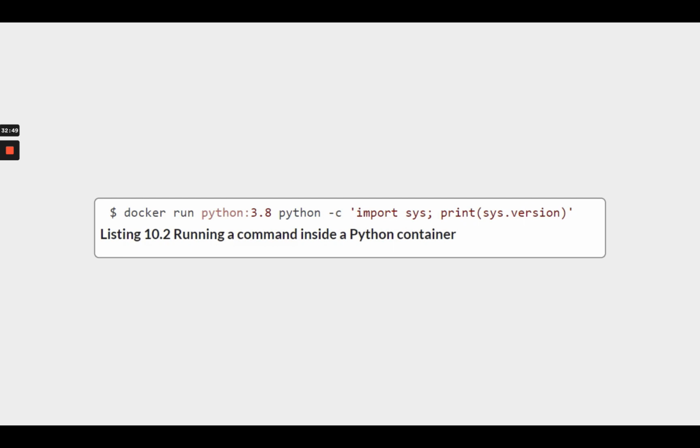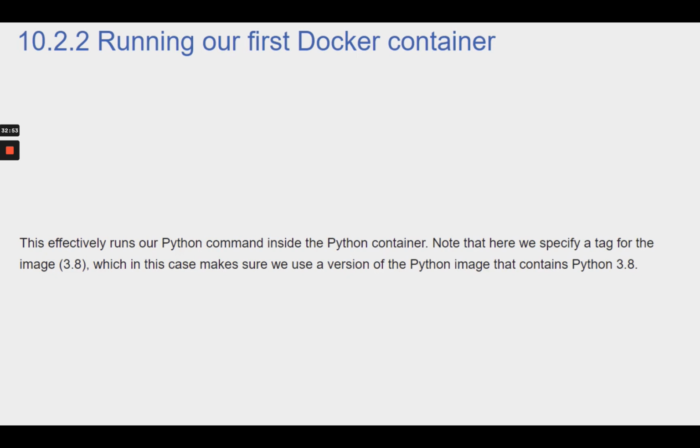Similarly, we can run commands in Python using the following command. This effectively runs our Python command inside the Python container. Note that here we specify a tag for the image, 3.8, which in this case makes sure we use a version of the Python image that contains Python 3.8.